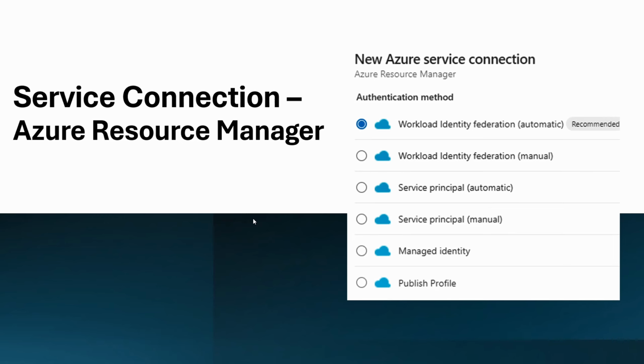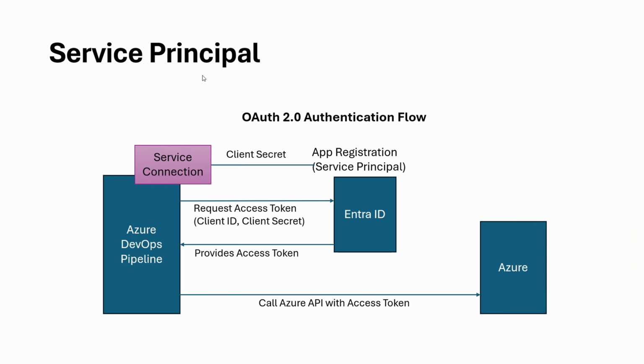Same applies on the method number 3 and 4, which is service principal, automatic and manual. This authentication method was used till now, and now Microsoft recommends Workload Identity Federation. And the last two, which are managed identity and publish profile, are very specific for a certain scenario, which we'll discuss further in this video. So let's cover each authentication method one by one. So let's start with service principal.